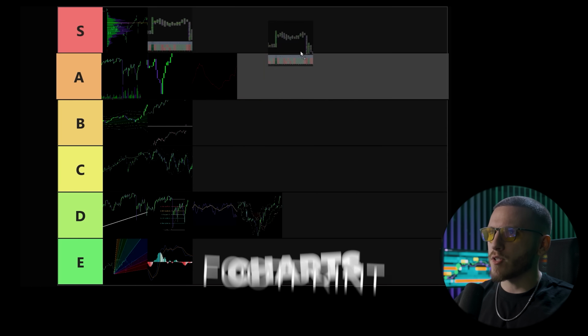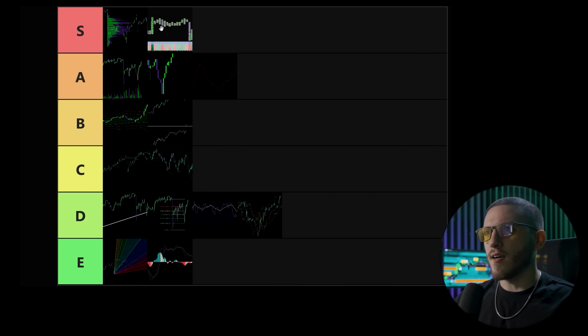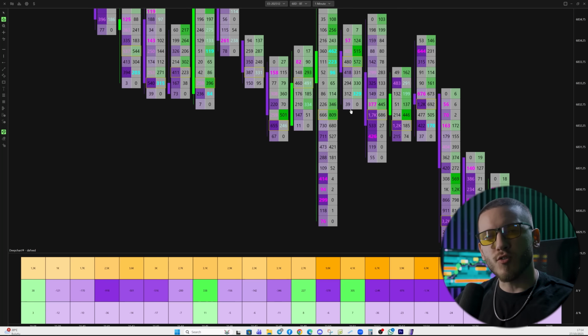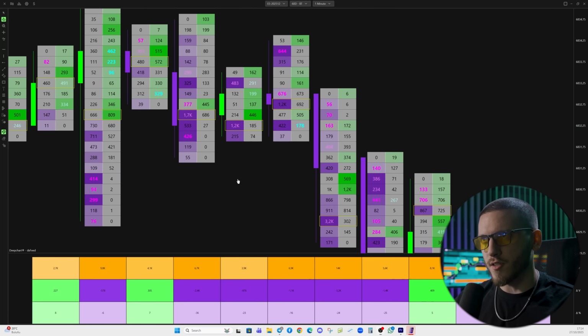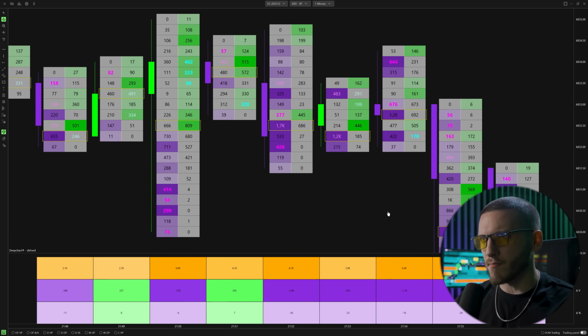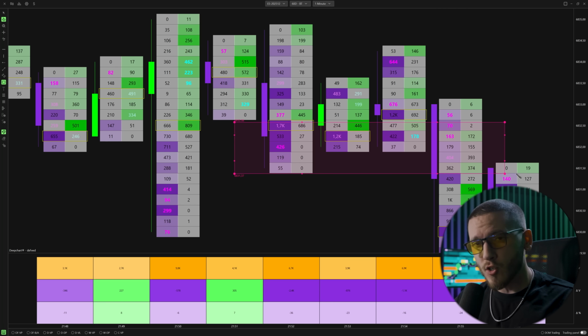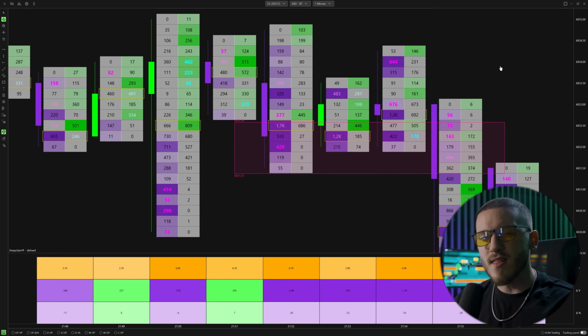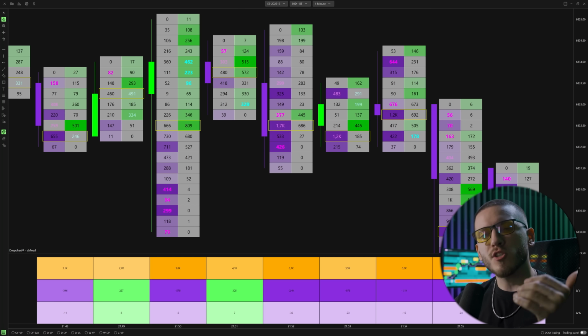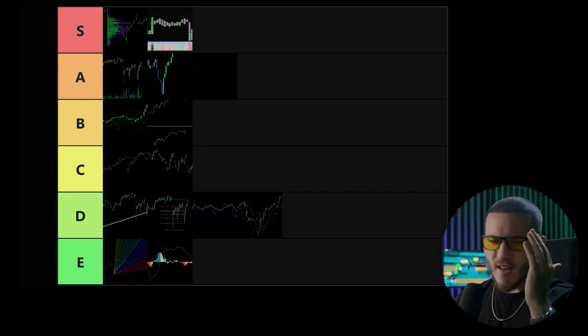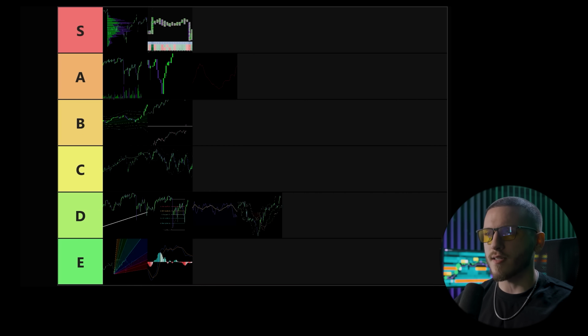Footprint charts, absolutely A tier. They are candles, but on steroids. You can literally see the interaction between buyers and sellers. It's the clearest understanding you can have of the markets. You can see algorithms and institutions entering the market. You can see their volumes, how much money they're trading where. You can spot icebergs, stop runs, absorptions, and just have a level of precision in the market that is simply unmatched.